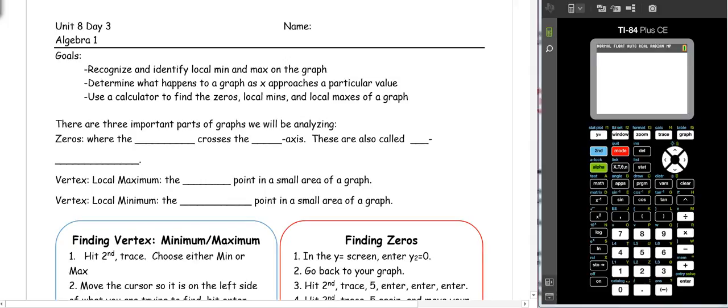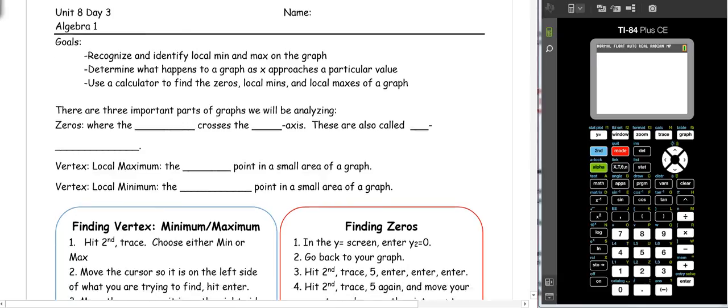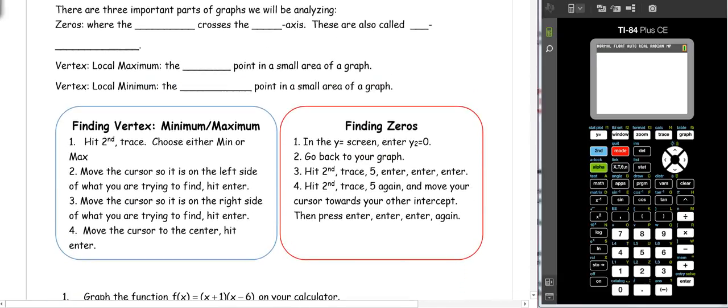This video is about recognizing and identifying local maxes and mins on the graph, determining what happens to a graph as x approaches a particular value, and using a calculator to find zeros, local mins, and local maxes of the graphs. So there are three important parts of the graphs that we are going to be looking at using the calculator today. The three important parts are zeros.